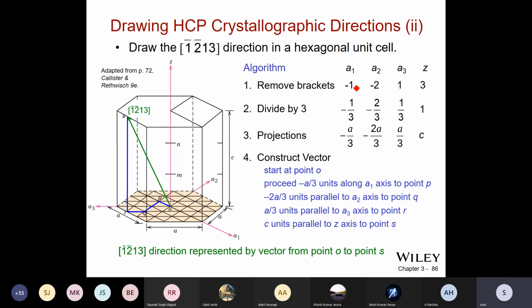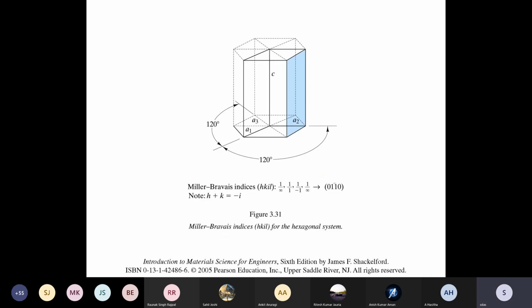And the hints are given. This is the bar 1, bar 2, 1, 3 direction starting from the origin towards this point. So this is how in a 4-axis system you do it. Read the book carefully on how to do it in a 4-axis system. Similar principle. Now, about the plane. In the case of a plane in a 4-axis system, this is one axis, this is one axis, this is another axis.